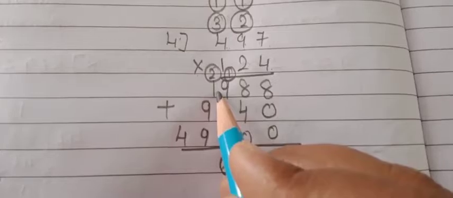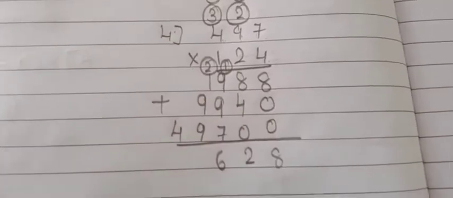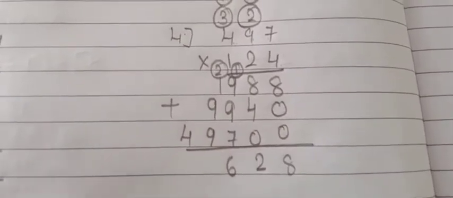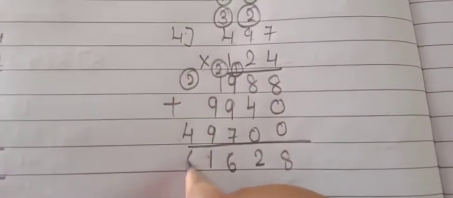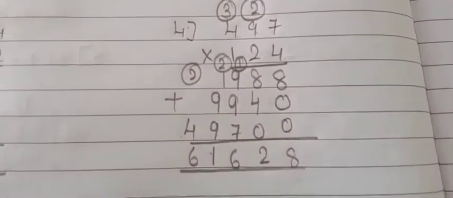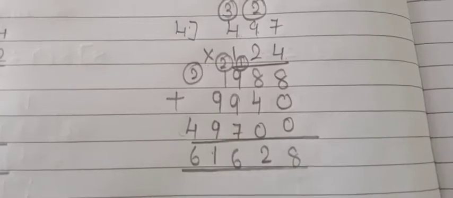Now 2 plus 1, 3. 3 plus 9, 12. 12 plus 9, 21. So 1 we will write down, 2 will be carried over. Then 2 plus 4, 6. So our answer is 61,628.